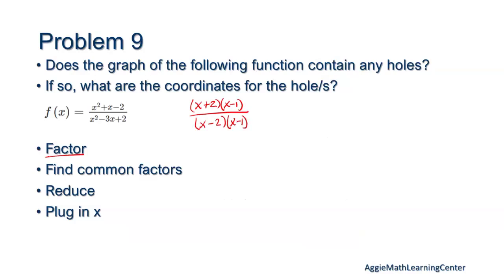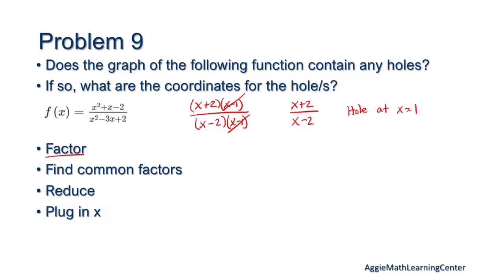So if we notice, we have a term in the numerator, x minus 1, which is the same as the term in the denominator, x minus 1. So those divide to 1, and our reduced form is x plus 2 over x minus 2. And we know that we have a hole at x equals 1, which is the solution to that factor that was canceled out.